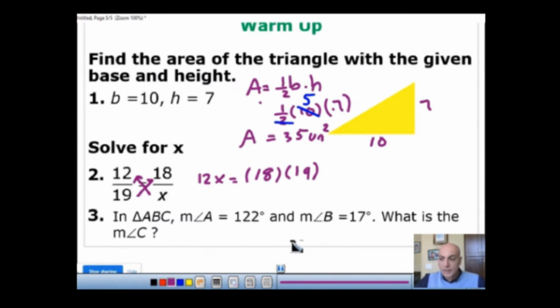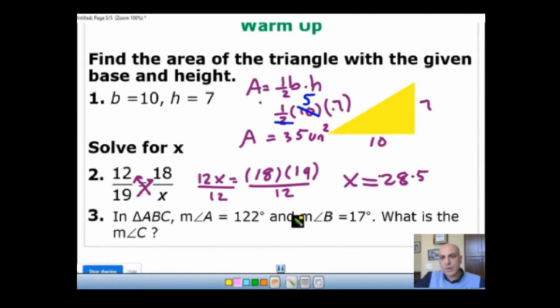Guys, I need you to be involved, so please use the chat to give me some numbers. I got 18 times 19 equals 324, and Ivan is correct. You divide this by 12, divide this by 12, and you get x equals 28.5. Yep, you're right, guys. I see some of you start writing here. That's the solution for this one. Okay, moving on to the third one.